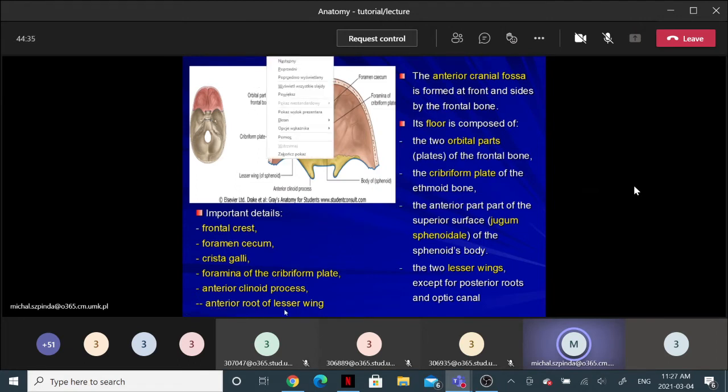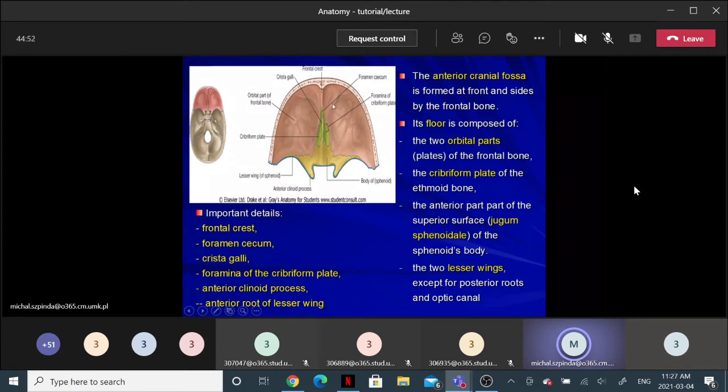And just here, we can see a scheme referring to the anterior cranial fossa. As you can see, it mostly corresponds to two orbital parts of the frontal bone. Between both orbital parts projects the cribriform plate of the ethmoid bone. And finally, the sphenoid bone.